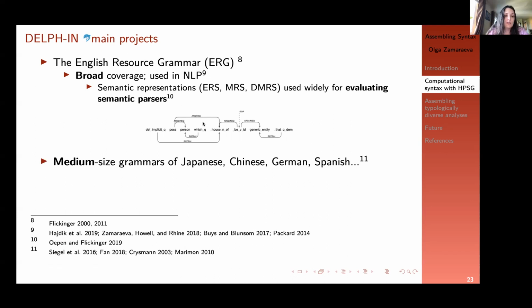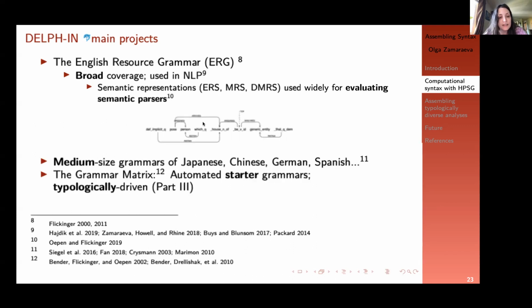There are also smaller grammars which still have relatively decent coverage, including grammars of Japanese, Chinese, German, Spanish, and a few other languages. And finally, another product of Delphin that I wanted to mention, but I will mostly be talking about in part 3 of my talk, is the Grammar Matrix. The Grammar Matrix is the framework for automated starter grammars, which is also a typologically driven framework. More about this later.